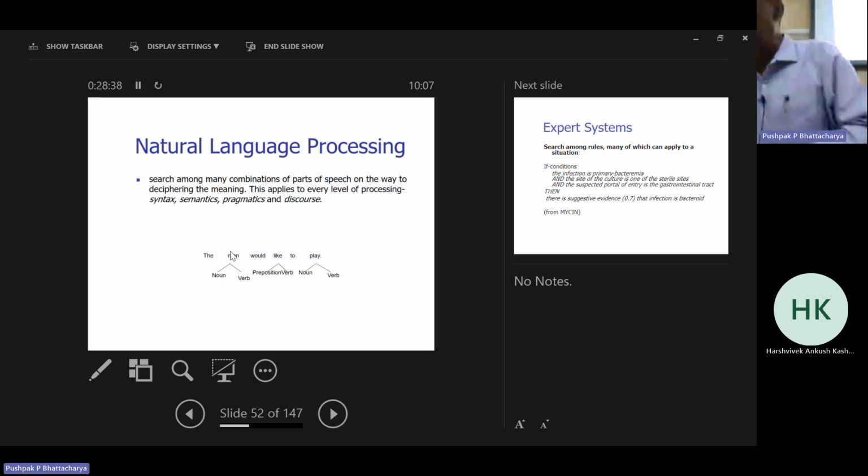So now that we have discussed buffalo, this sentence should be much simpler. This is: the man would like to play. Man can be noun and verb, like can be preposition and verb, play can be noun and verb, and you have to search amongst possibilities.